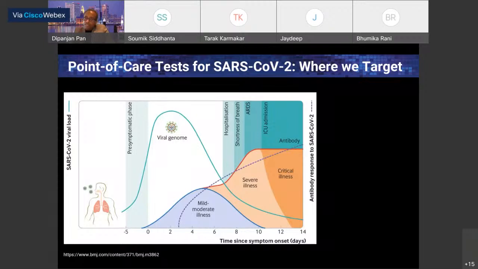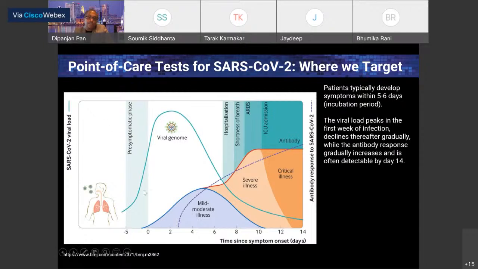Now, if we talk about the test, where do we really need to target? This is a plot showing SARS-CoV-2 viral load or antibody load on the y-axis, and on the x-axis, the time since symptom onset. If we look at it, patients typically develop symptoms within 5 to 6 days of the incubation period. And you can see here that the viral load peaks in the first week of the infection and declines gradually after that.